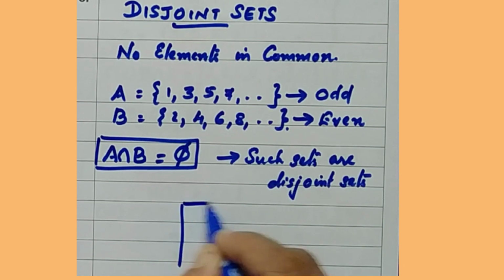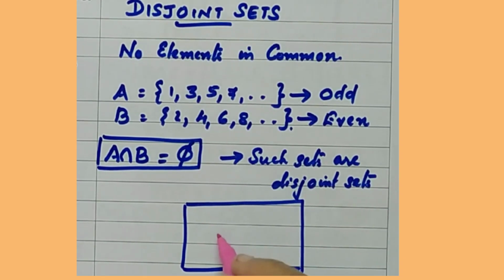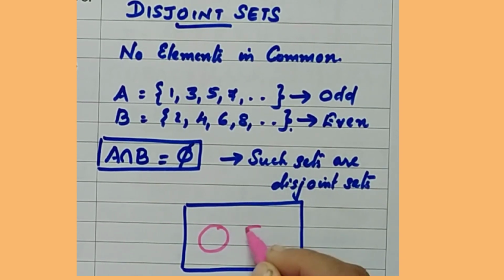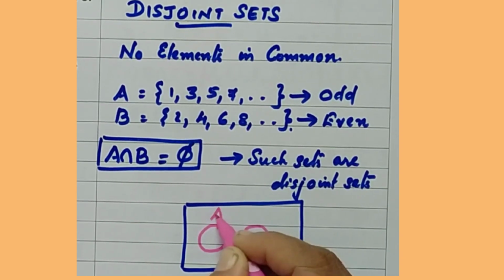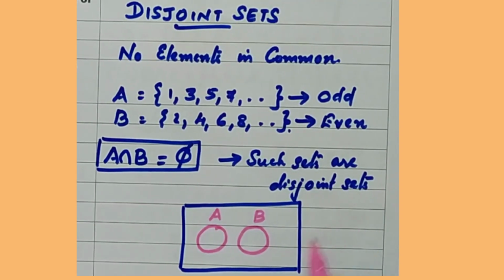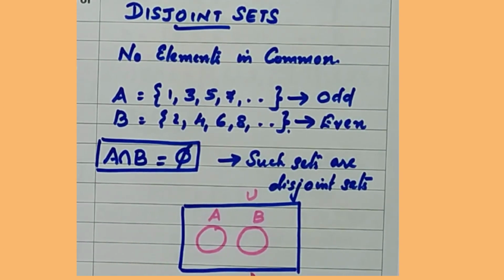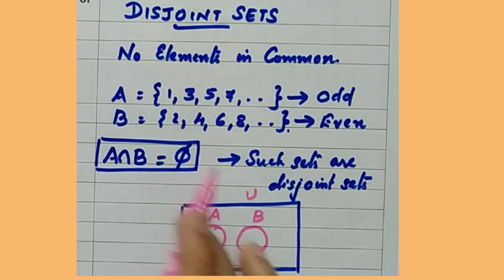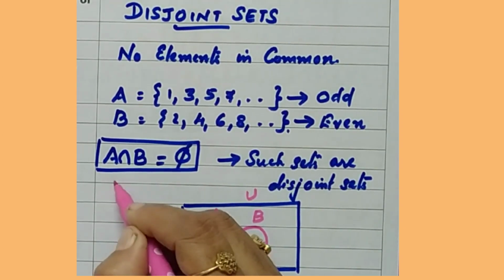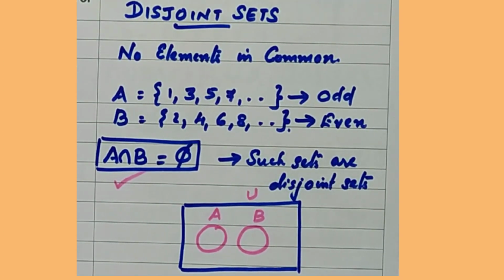When drawing the Venn diagram, you can see that disjoint sets will be marked like this. Nothing will be in common between them, A and B. Two sets which seem to be entirely different, so that the intersection between them is the null set, are called disjoint sets. So, if you are asked to find whether two sets are disjoint or not, you just need to check whether A intersection B equals the null set or not. Now, note down this homework question.